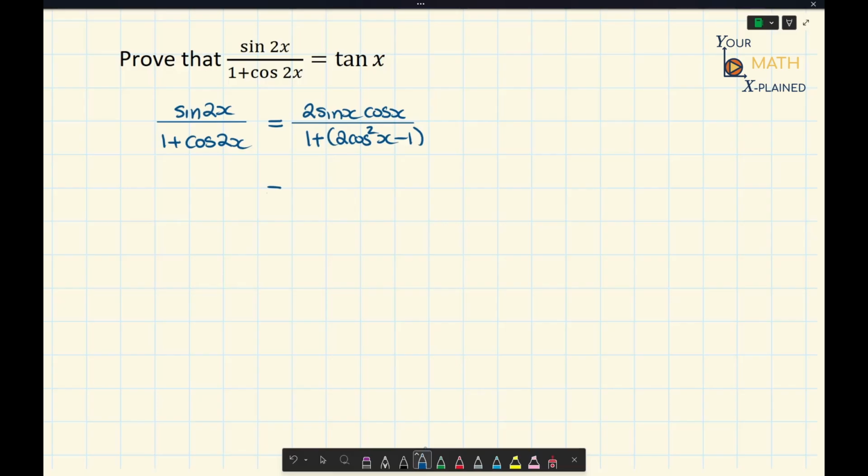So now our 1 gets canceled out, and we're left with 2 sine x cos x over 2 cos squared x. And now we can see that our 2 is going to cancel, and then our cos x on top is going to cancel out with one of them on the bottom. So we're left with sine x over cos x. And our quotient rule tells us that this is equal to tan x. And that's exactly what we wanted to show, so this is where we can stop.